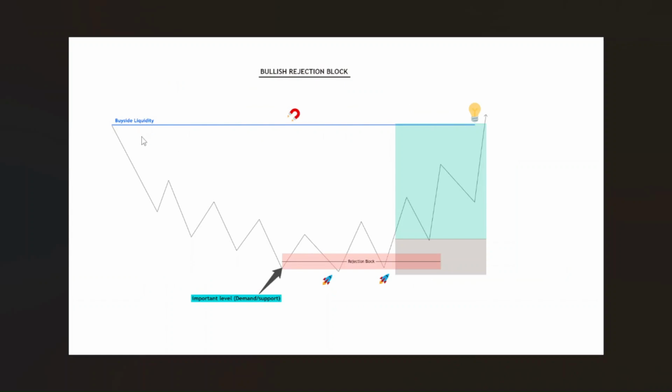Bullish rejection block, you want to see the same thing, just vice versa. See price trade down, right, creating lower lows, lower highs, lower lows, lower highs, lower lows, lower highs, lower lows. You want to see price tap into an important level, which can either be a demand or a support zone. You see price in a little bit of a range or a consolidation before you see a shift in the market structure, something like this. Price consolidates from this level, which is now acting as our rejection block.